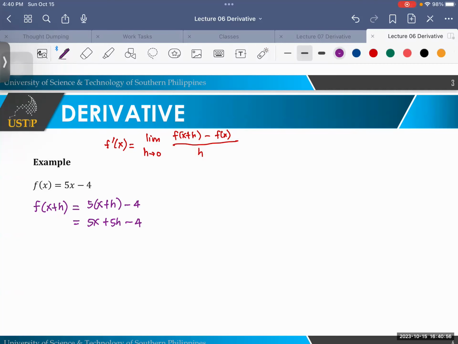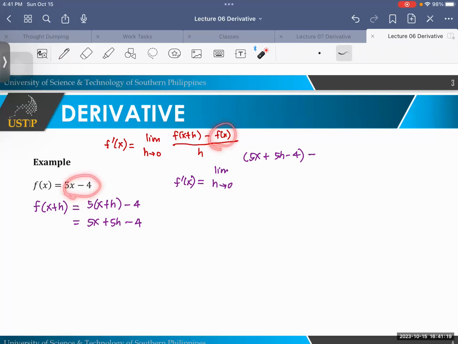So we'll have f prime of x is equal to this. That's the formula, class. We just plug it in. That will be the limit of 5x plus 5h minus 4, minus f of x. Now, if you forget, f of x is the given function. So that would be, in closed parentheses, 5x minus 4.